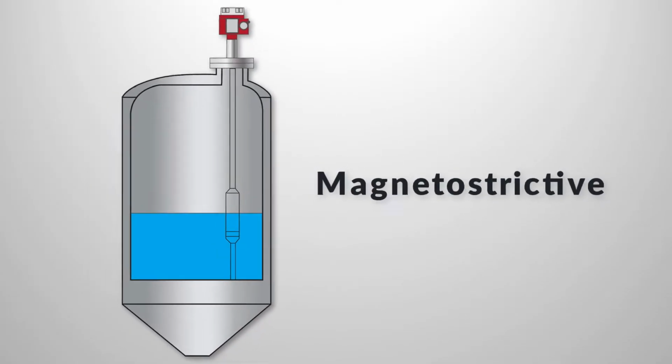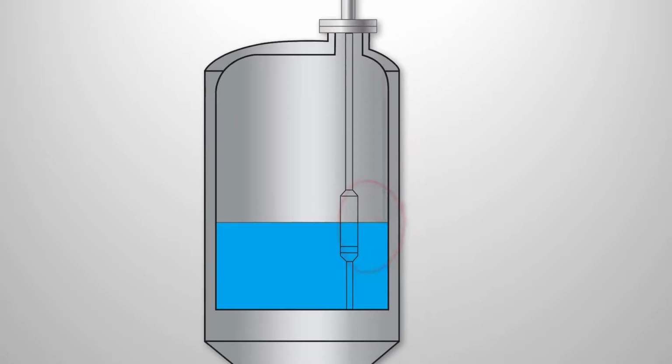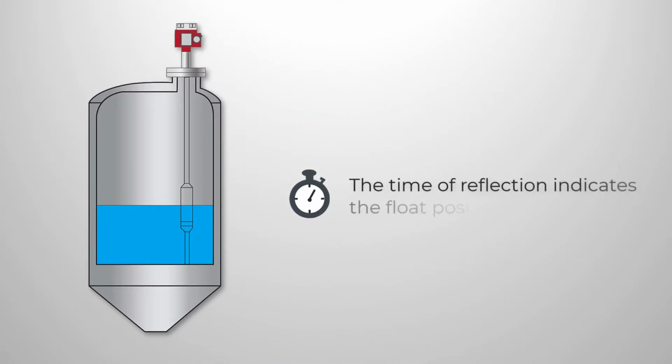Magnetostrictive level gauges use a float containing a permanent magnet that moves freely up and down a magnetostrictive waveguide. A low current interrogation pulse travels down the waveguide, and when it reaches the float, a torsional twist and reflection are created. The time of reflection indicates the float position and level.